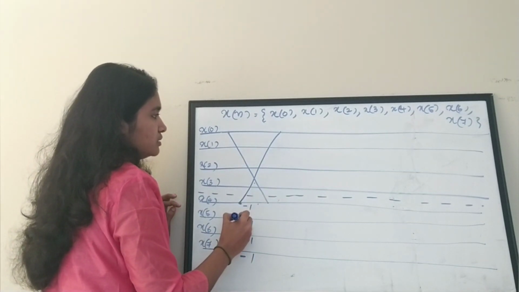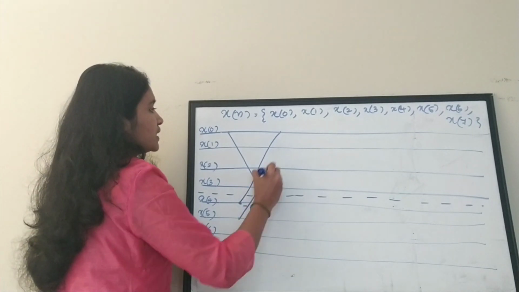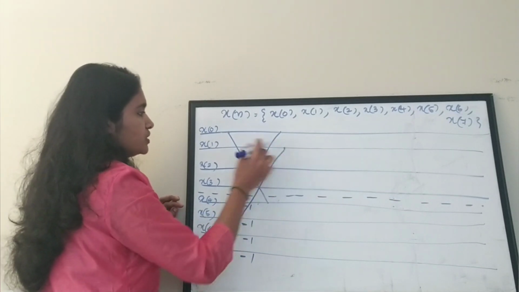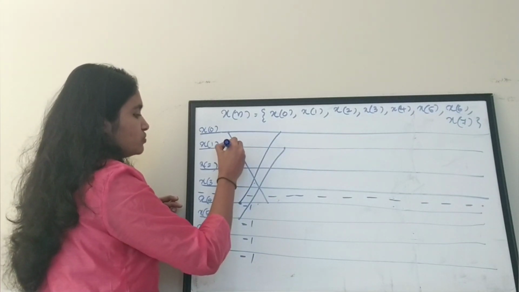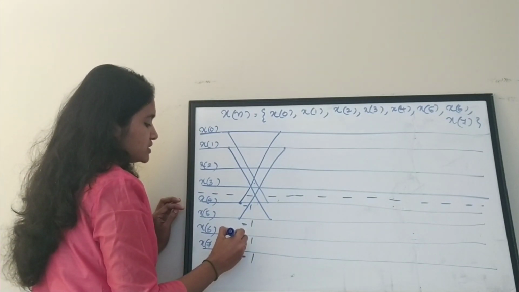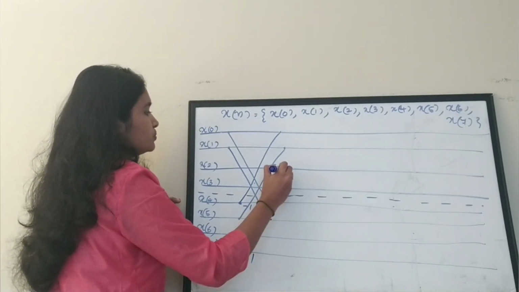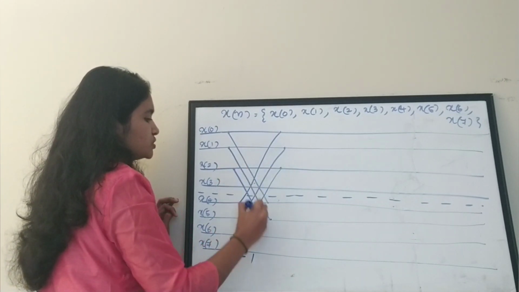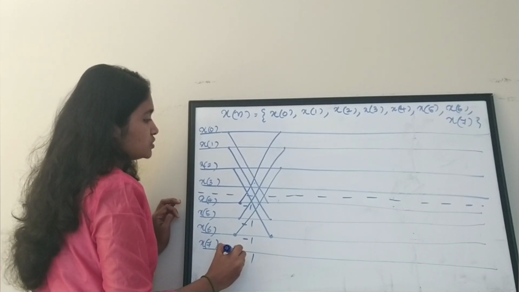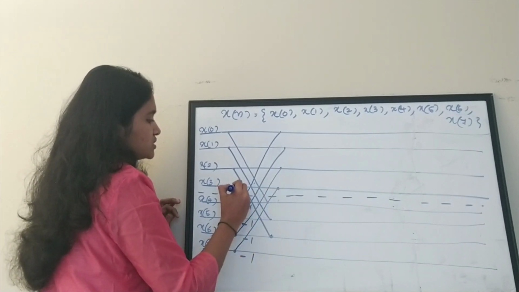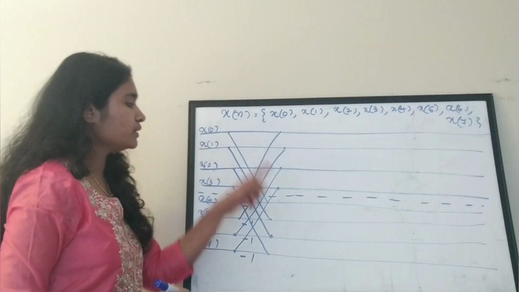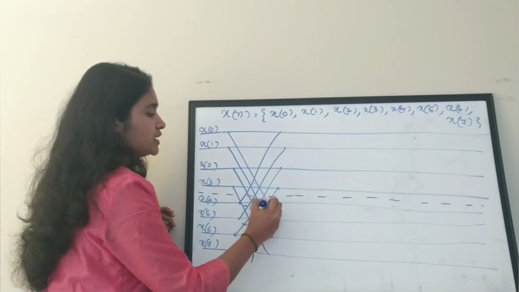Next, from here to the x of 1, that is from x of 5 to x of 1, and in return from x of 1 to x of 5. Again, from x of 6 to x of 2, from x of 2 to x of 6. Again, from x of 7 to x of 3, from x of 3 to x of 7. So this is your stage 1 of your butterfly diagram.